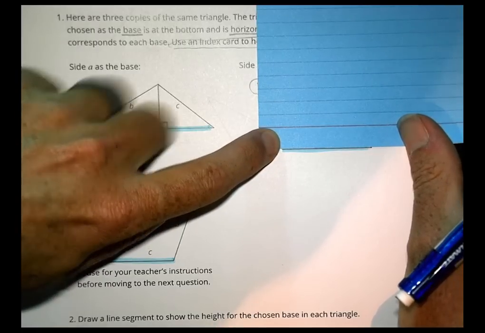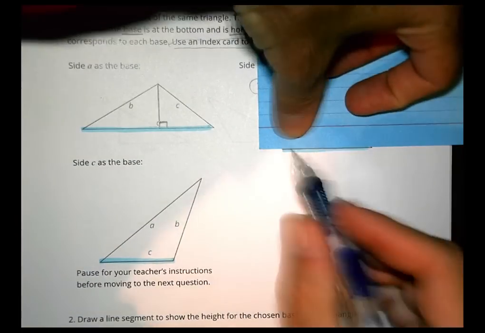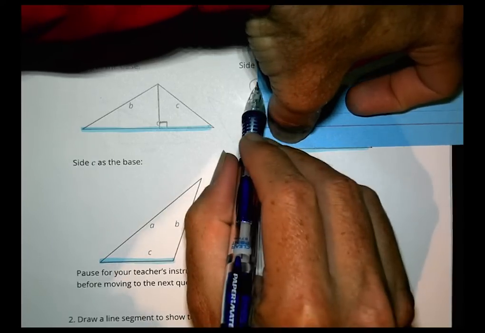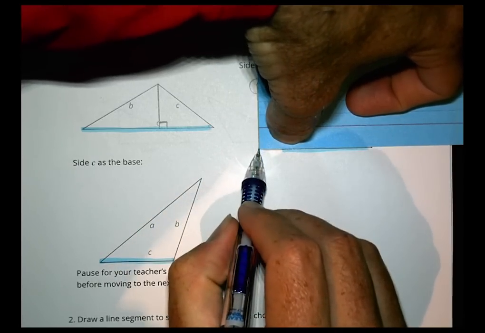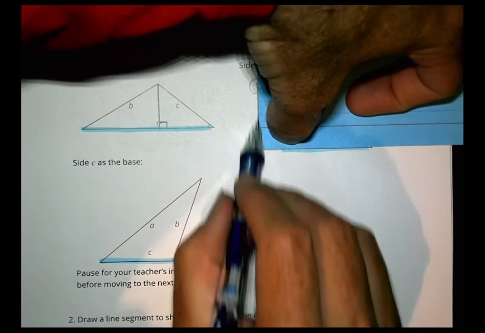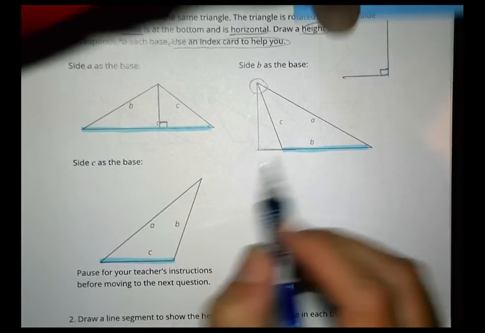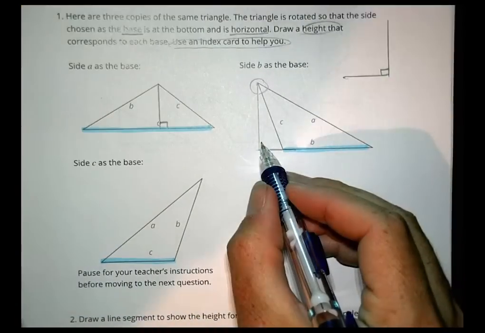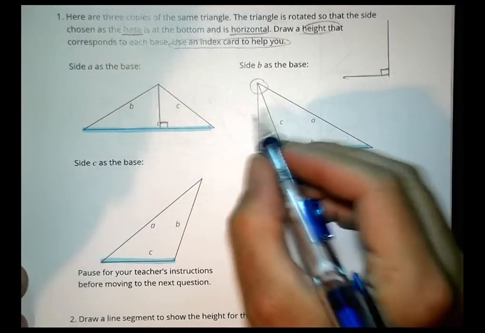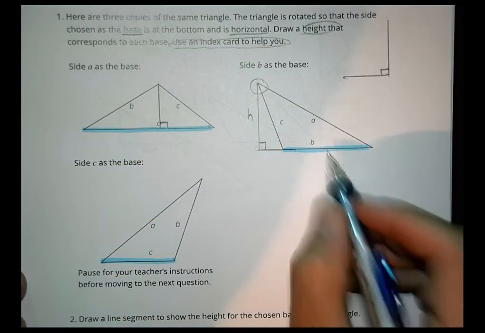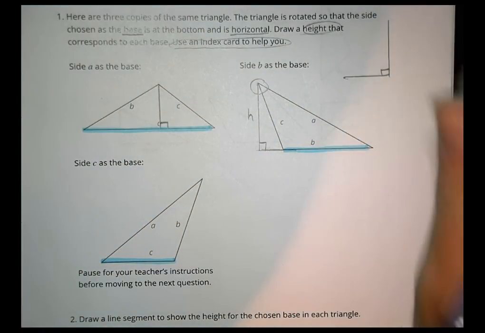And what I could do is extend my base out to know where that's going to go, and I can extend a line from the vertex down to that base using the corner of my index card, and that gets me a height right here that corresponds to the base B right there. Okay, so that's what I did there.